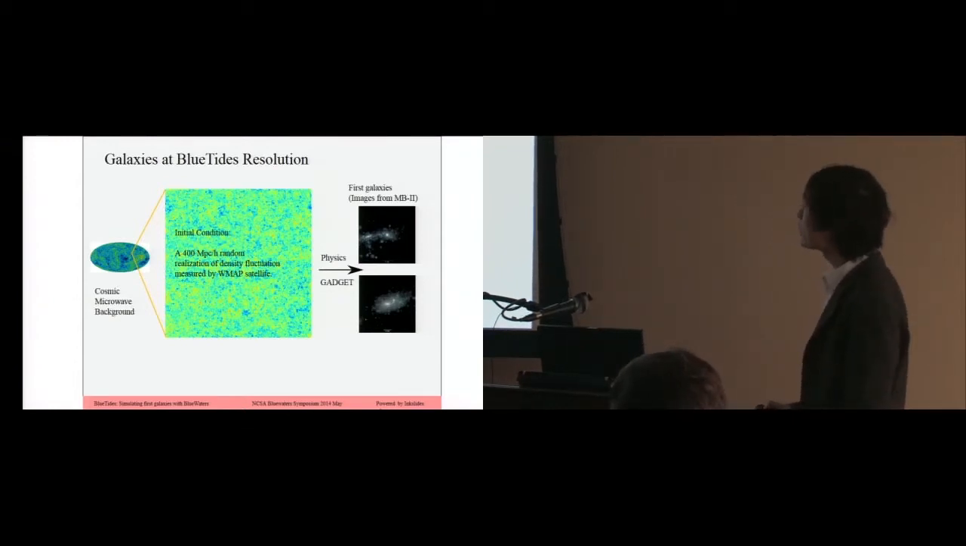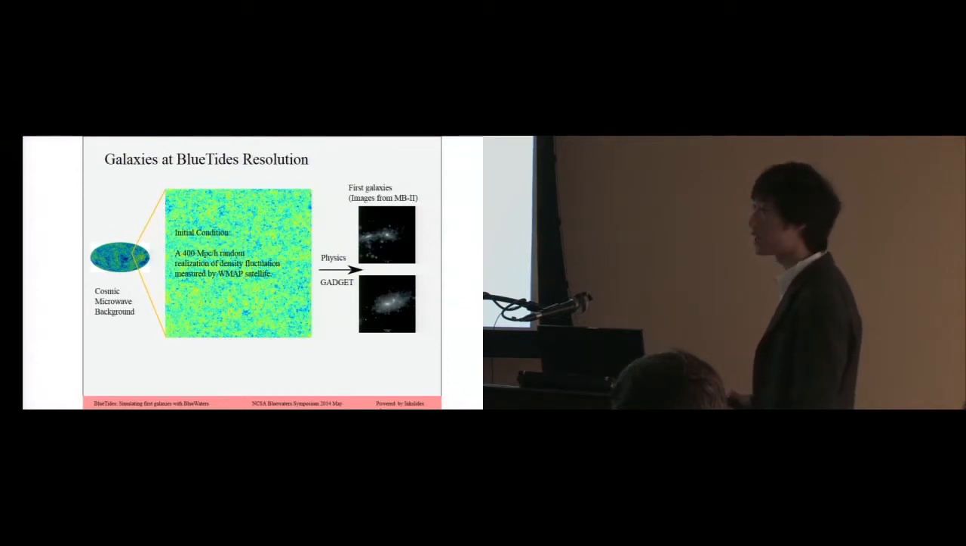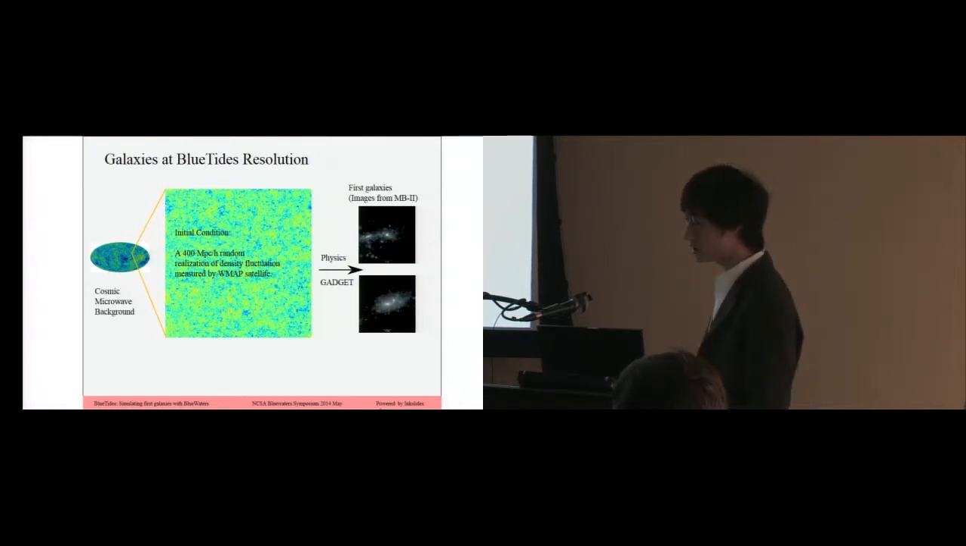From this initial condition, we evolve with physics using our simulation code, Gadget, written by Volker. It's an amazing code. Eventually we're going to produce these mock images of the first galaxies. These we got from a simulation with the same resolution, but with a 60 times smaller box. With BlueTides, we're going to get roughly 6 times more of these galaxies, so we can do statistical studies on them.